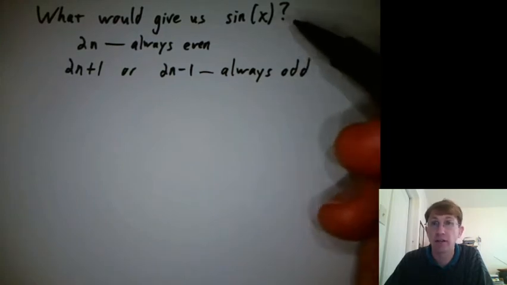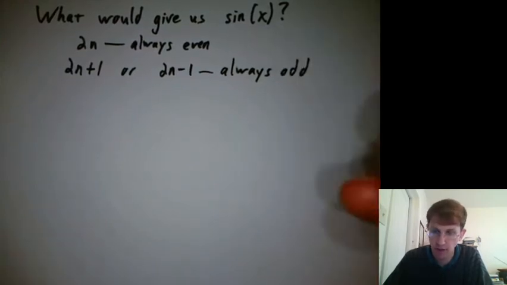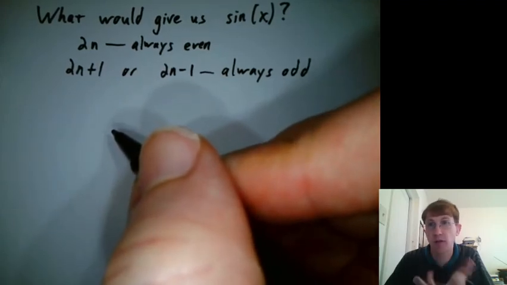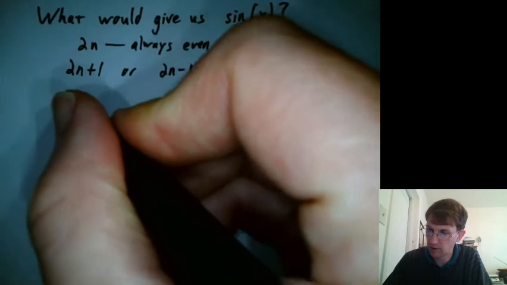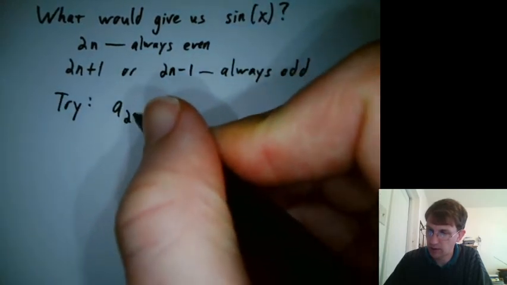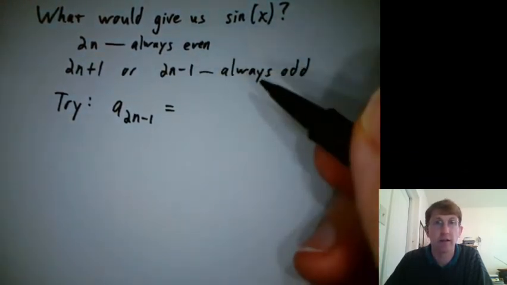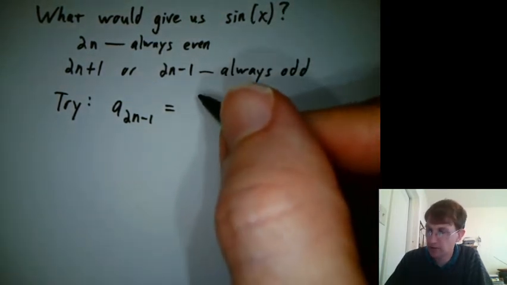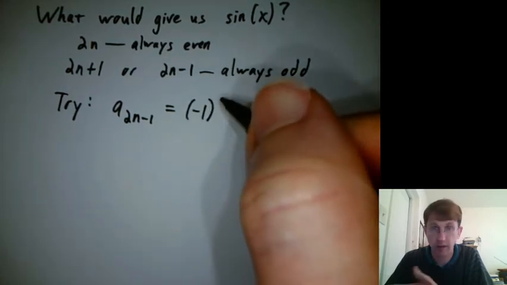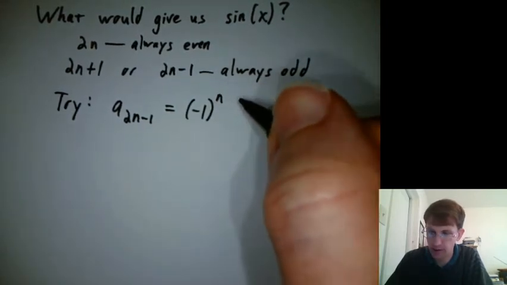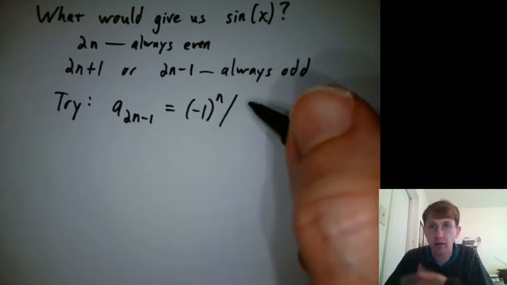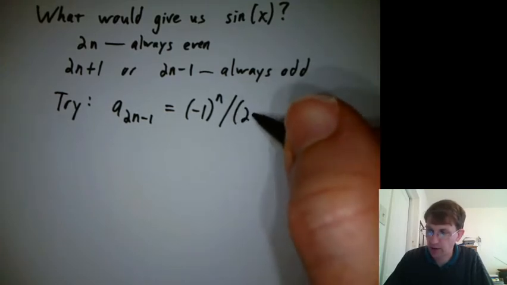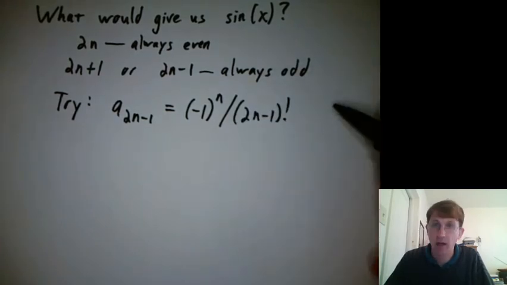And we know sine has odd symmetry, so we think we're going to be using odd numbers. So let's just try something, and then if it doesn't work, we'll modify it. Let's try a sub 2n minus 1, because that's going to be odd. And we know from our Taylor polynomial for sine it had alternating plus and minuses, so we'll try negative 1 to the n. And it also had factorials in the bottom, like 3 factorial, 5 factorial. Those were odds. So we'll try 2n minus 1 factorial.